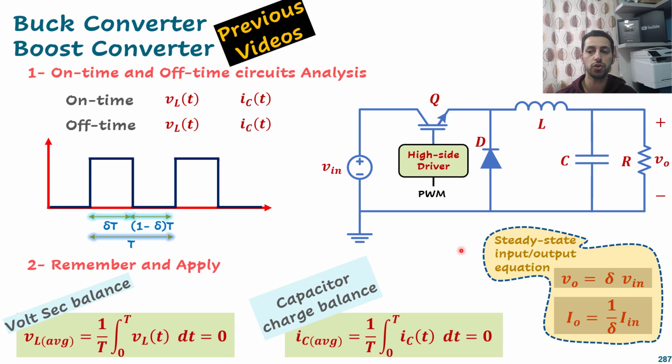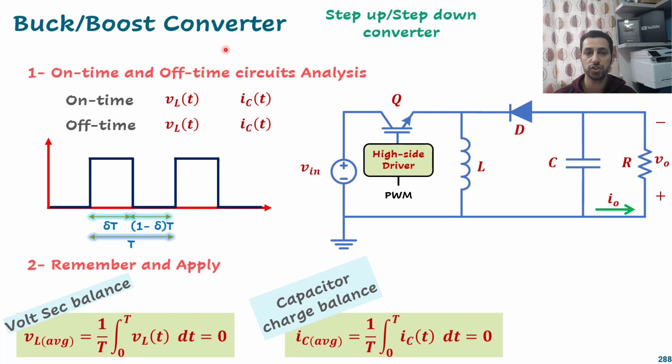So in this video, we are going to start looking at a new topology, the buck-boost converter, which is a step up and step down converter. Again, what we note here is that we have a switch, an inductor and a diode, the same as what the buck and boost converters contain, but maybe the places are swapped. To understand the relation between V input and V output, we need to go through the on time and off time circuit analysis, and then average these by using the voltage-second balance and capacitor charge balance if needed.